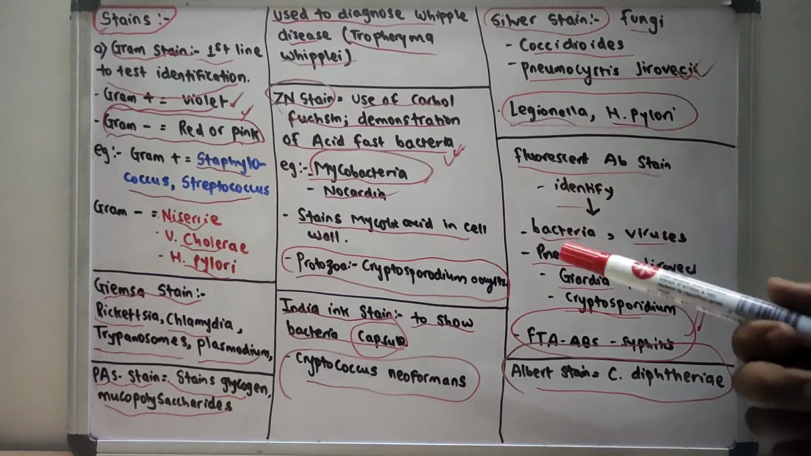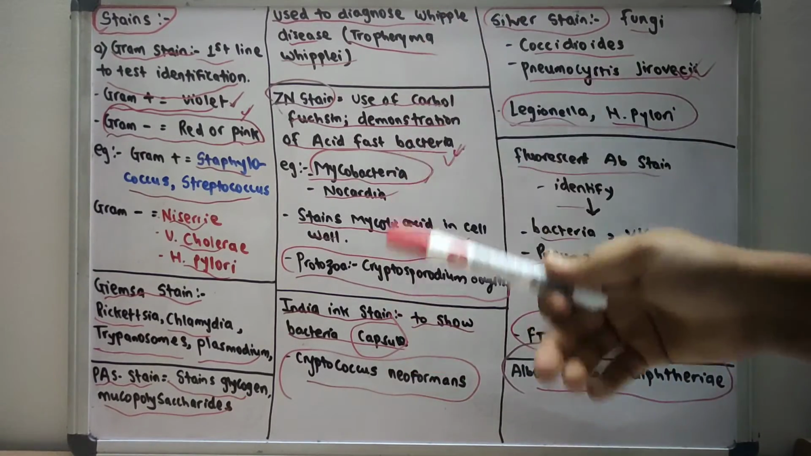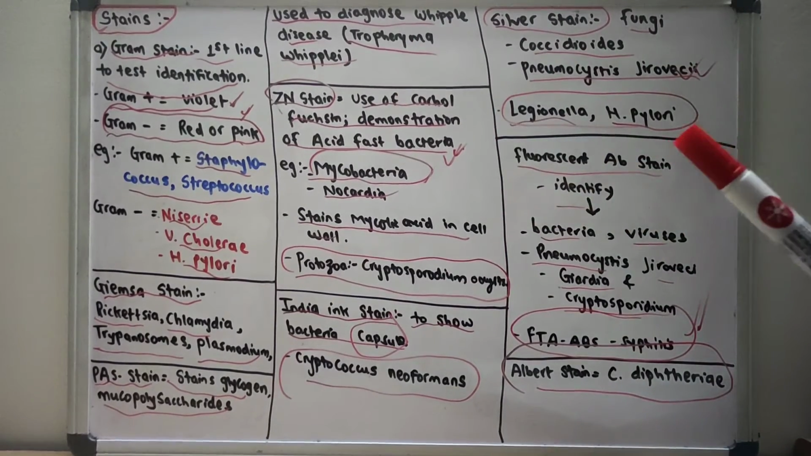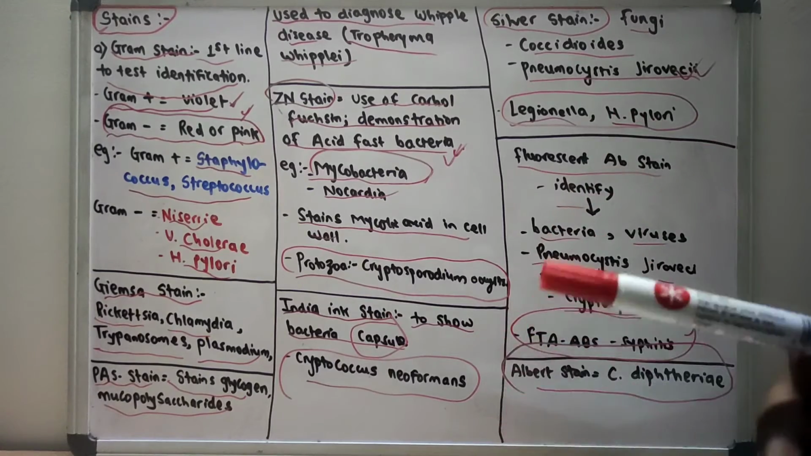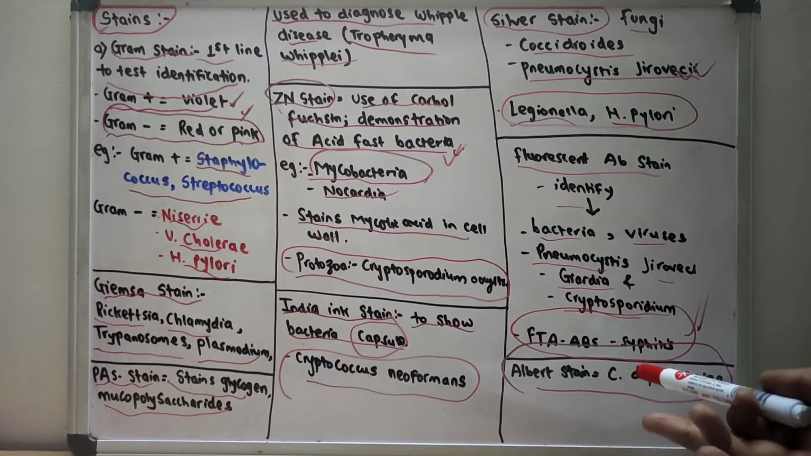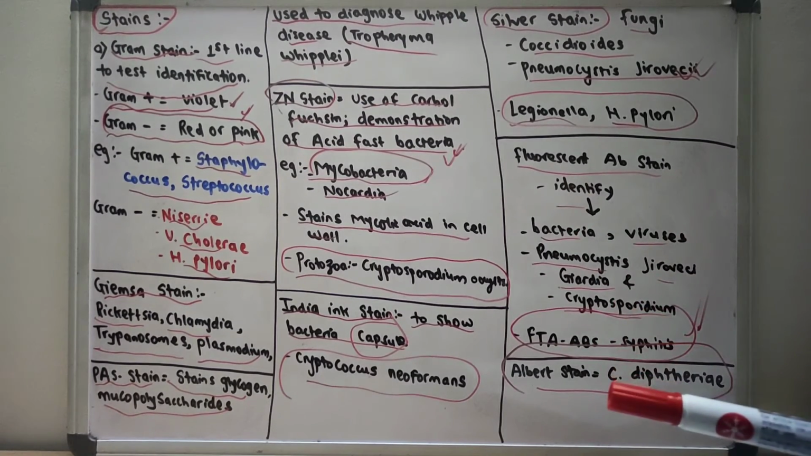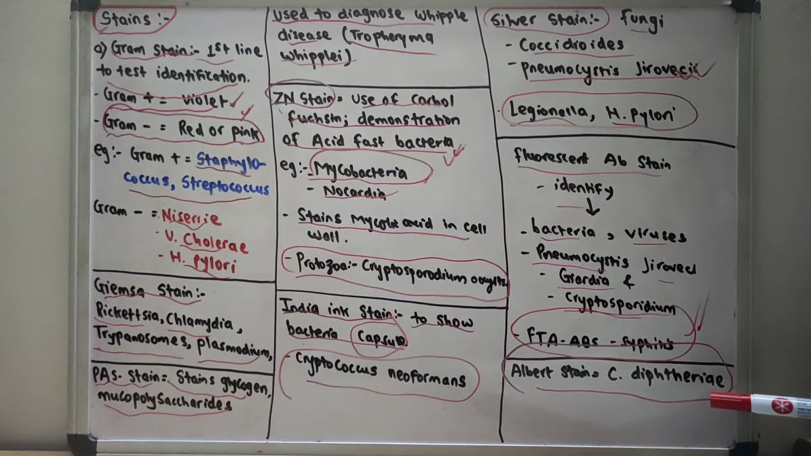We talked about the India ink stain which will demonstrate the capsule of the bacteria, though it will not differentiate between gram positive and gram negative or any other acid fast bacteria. We talked about the silver stain which will demonstrate various fungi. Also it demonstrates Legionella and Helicobacter pylori. We talked also about the fluorescent antibody stain which will identify bacteria, viruses and other parasites like Giardia, and it is also used in syphilis. You have obviously heard about the fluorescent treponemal antibodies. And we talked about the Albert stain which will specifically demonstrate the Corynebacterium diphtheriae. The granules demonstrated in Corynebacterium diphtheriae by the Albert stain are also known as polar bodies, volutin bodies or Babes-Ernst granules.